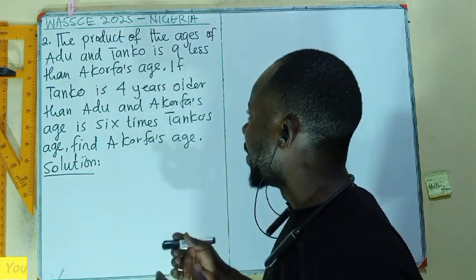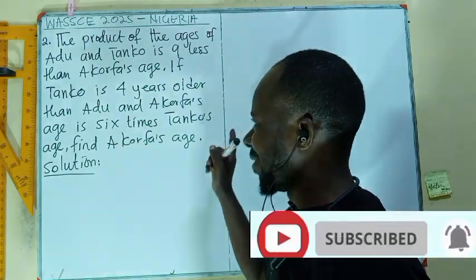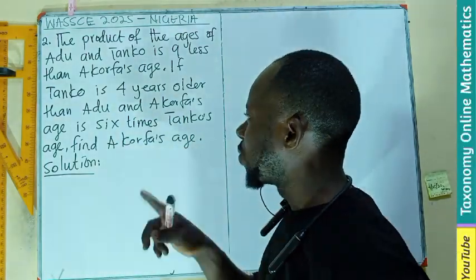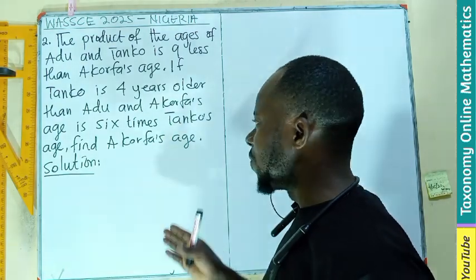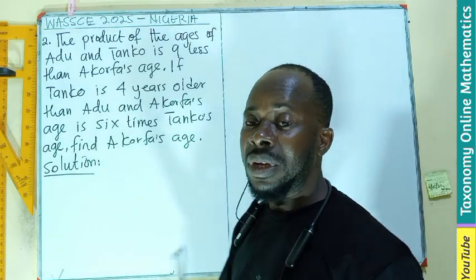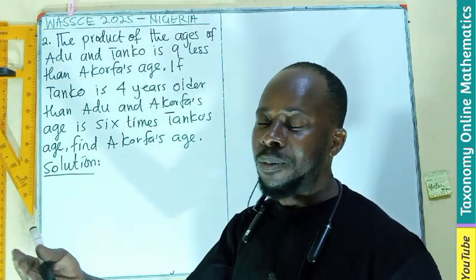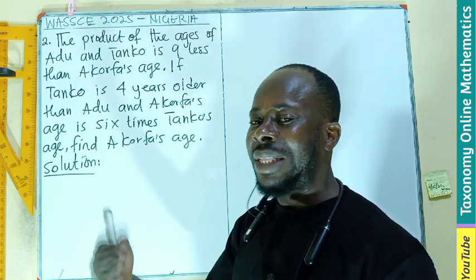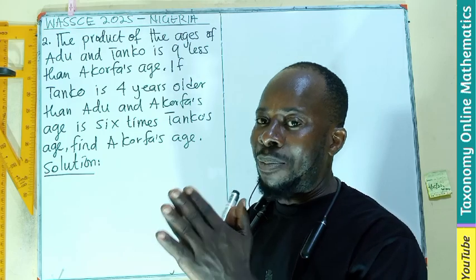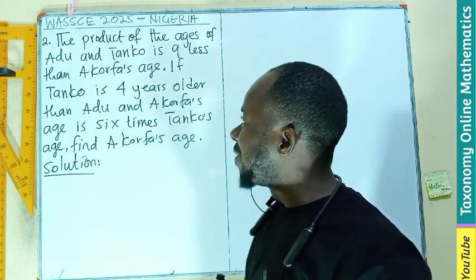The product of the ages of Edu and Tanko is 9 less than Akofe's age. If Tanko is 4 years older than Edu and Akofe's age is 6 times Tanko's age, we have to find Akofe's age. Now, when it comes to word problems relating to ages of people, and one is expressed in terms of the other, you look for the smallest age, or the person with the smallest age, and represent that with what? A variable. So let's see.